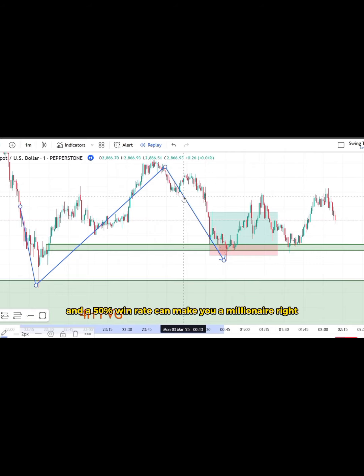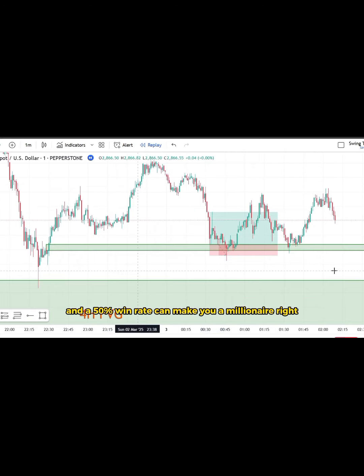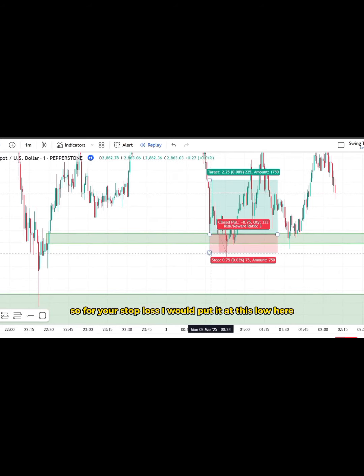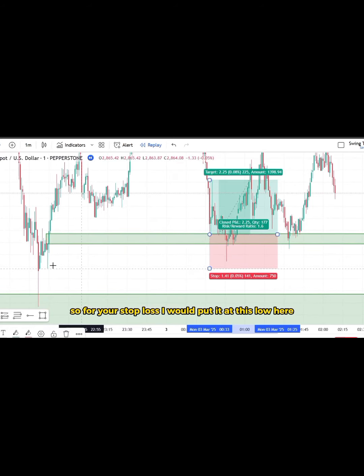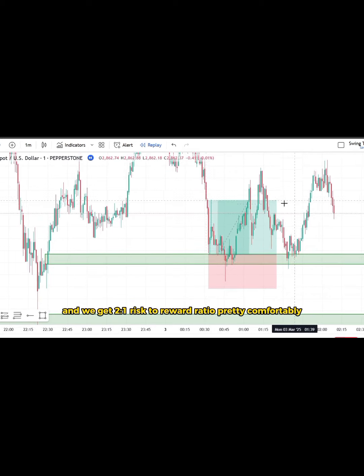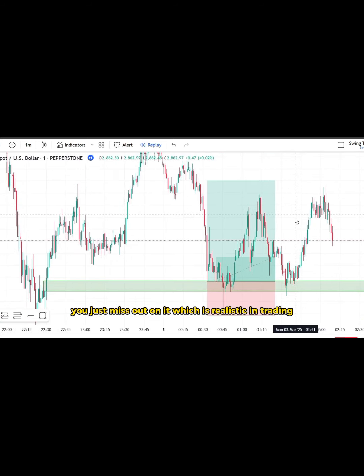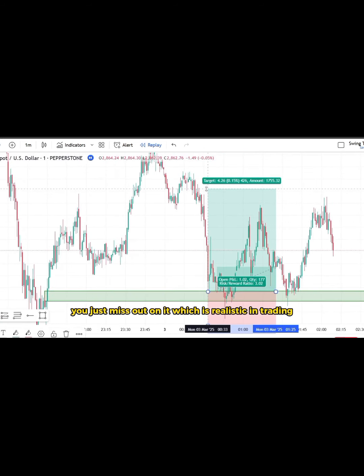A 2 risk to reward ratio and a 50% win rate can make you a millionaire, right? You don't need perfection in these markets. You just need consistency. So for your stop loss, I would put it at this low right here. And we get a 2 risk to reward ratio pretty comfortably. If you aim for a 3 risk to reward ratio, you just miss out on it, which is realistic in trading, right?